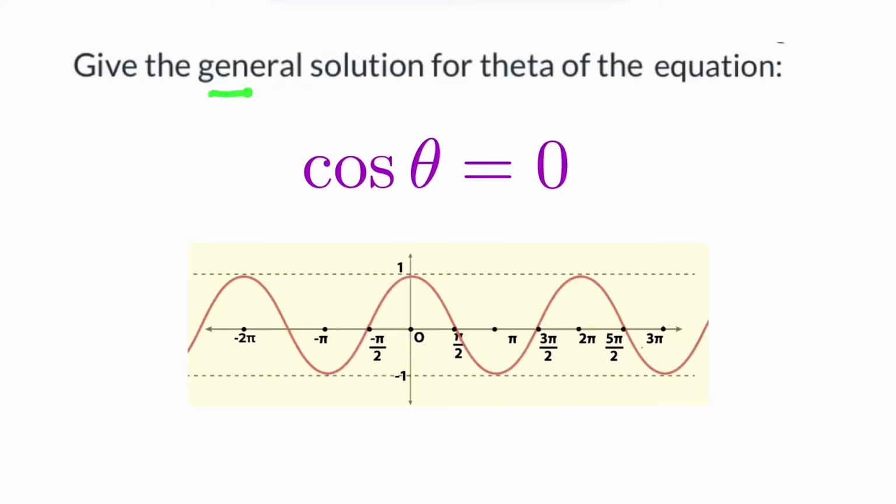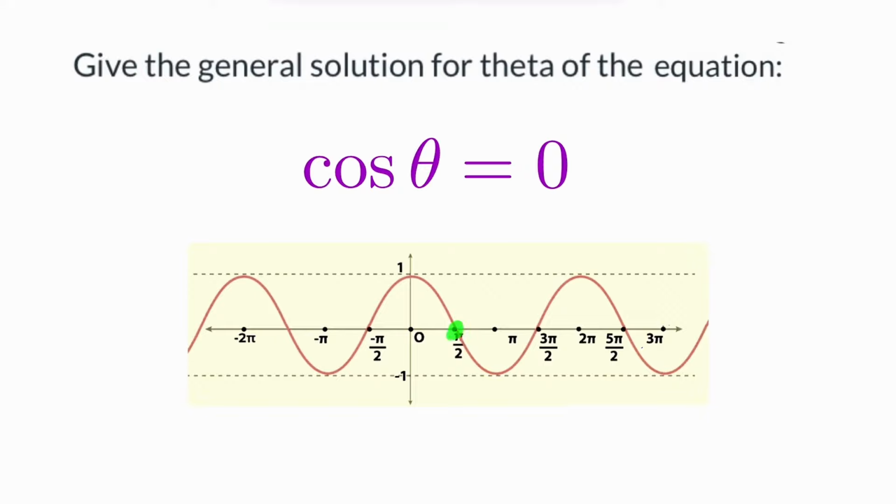This question is asking for the general solution for the equation cosine theta equals 0. So what values of theta will give cosine theta equals 0? So remember, in radians, cosine is a periodic function that repeats every 2 pi radians. So the period is 2 pi.